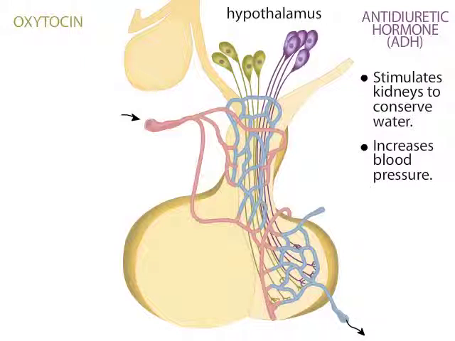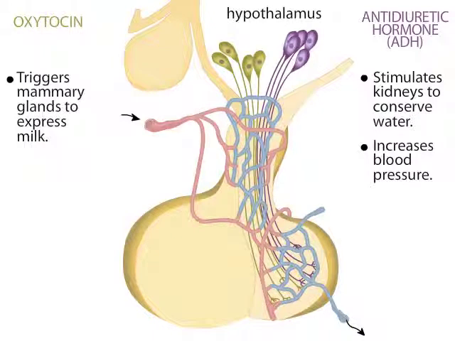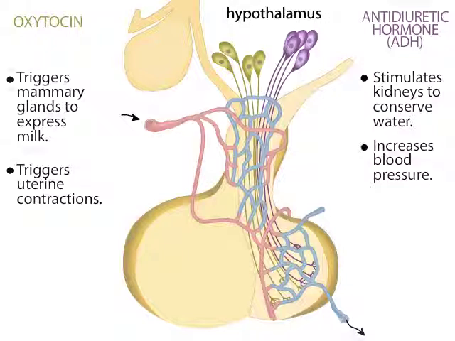The oxytocin-producing neurons respond to stimulation from a suckling baby. When these neurons fire action potentials, they release oxytocin into the general circulation. Oxytocin reaches the mammary glands, triggering them to express milk. These neurons are also activated during childbirth, during which oxytocin triggers uterine contractions.